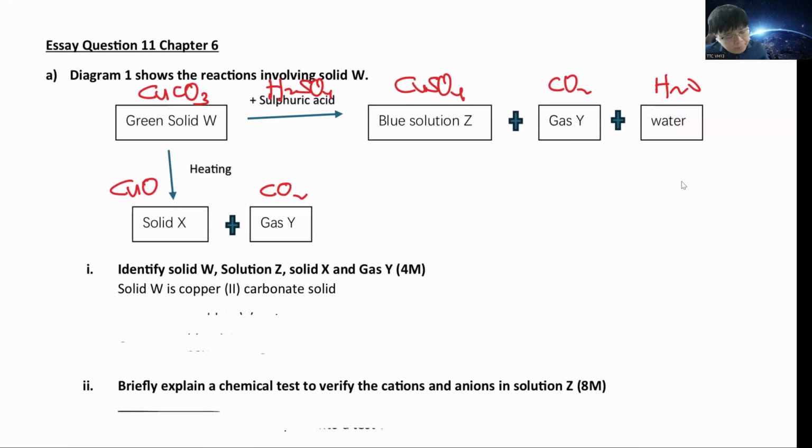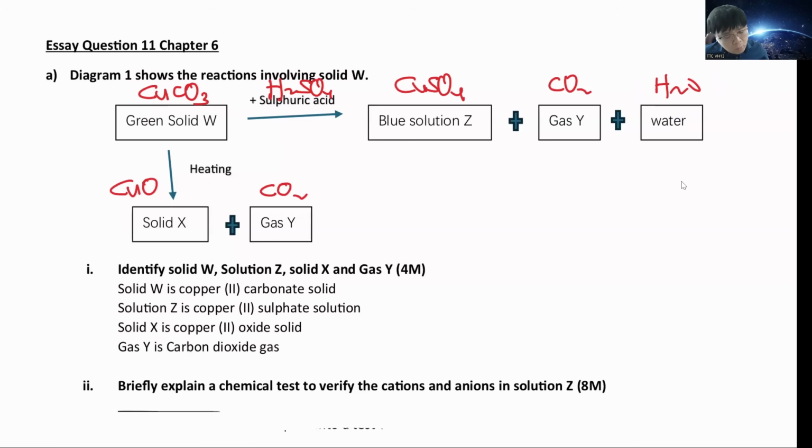So you mention that W is copper(II) carbonate solid. Z is copper(II) sulfate solution. X is copper(II) oxide, which is black in color. Y is carbon dioxide gas. Here you get your 4 marks on hand. So they will have around 8 marks here.